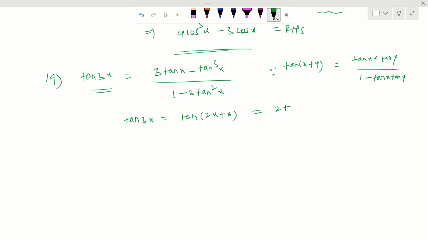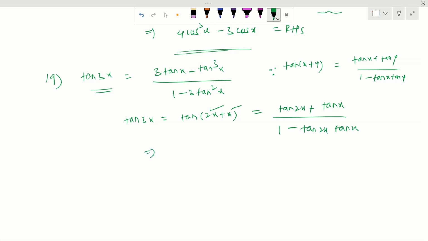We have to write this equation in this form. So tan x, this one we have to write here. tan x is 2x, then it is tan 2x, tan y is x, tan x. Now this one minus tan 2x tan x.